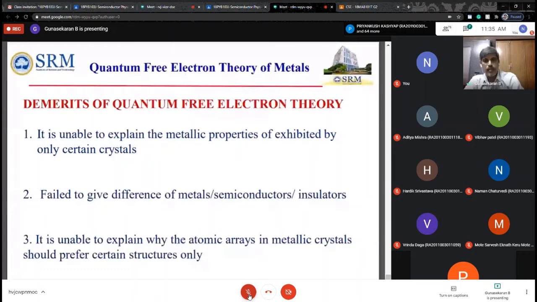Bloch introduced a new concept: the electrons are not moving in a constant potential but in a periodic potential. Lorentz, Drude and Sommerfeld, all three, assumed that the electrons move in a constant potential, and based on that they explained the properties. But why could they not explain semiconductors and insulators? Because the theory is different. So now he said it is not a constant potential, it is a periodic potential.